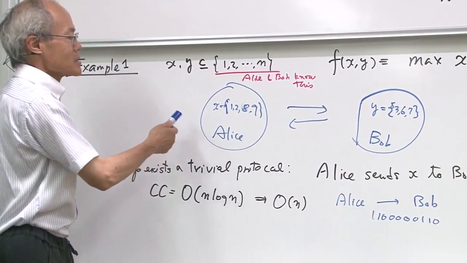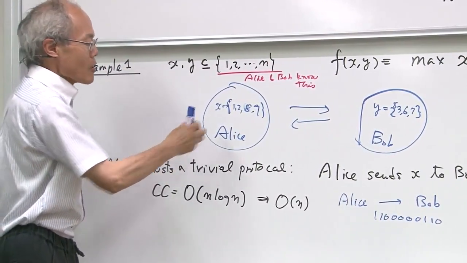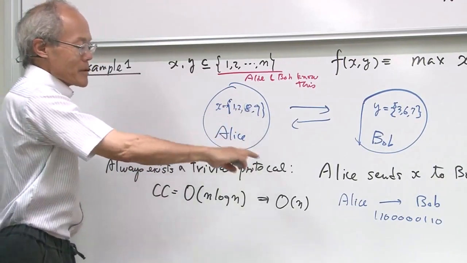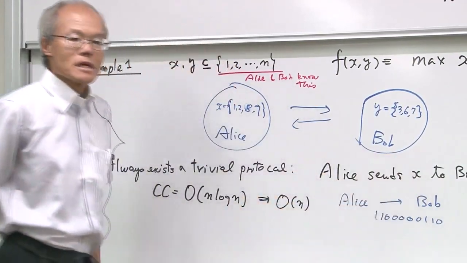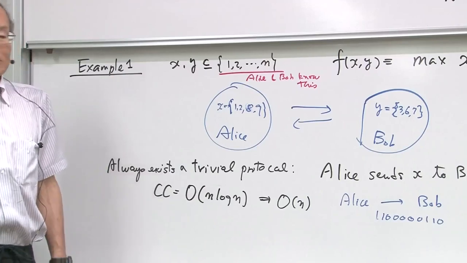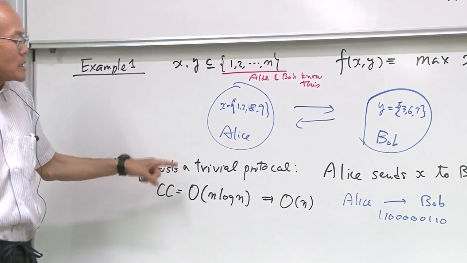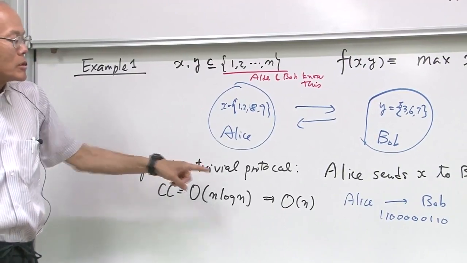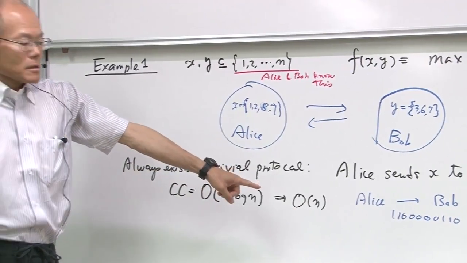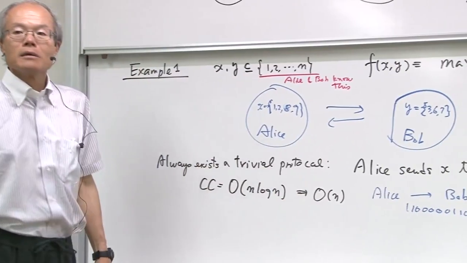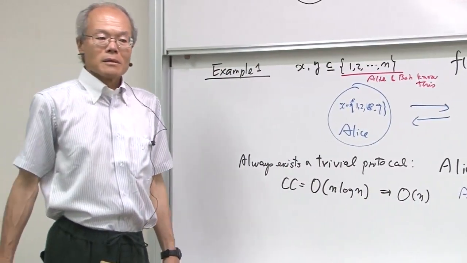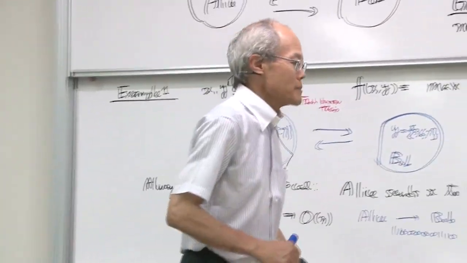So what Alice has to send is not direct numbers, but this bit sequence. This bit sequence is enough. That means the communication complexity of this trivial protocol is linear. Okay.